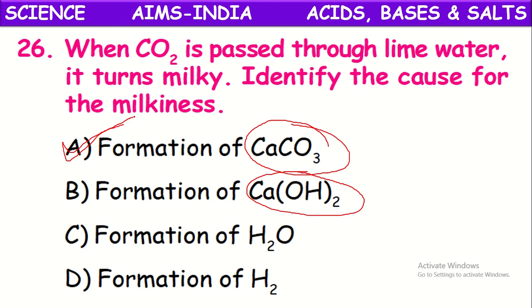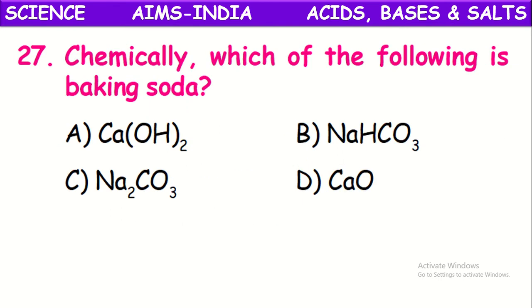Okay, CaCO3. Next, chemically, which of the following is baking soda? We have already seen, I think. Baking soda contains sodium bicarbonate. Earlier we have seen sodium carbonate, washing soda. Here they asked about baking soda. Sodium bicarbonate, NaHCO3, which is also called sodium hydrogen carbonate. It is commonly called baking soda. Chemically, it is sodium bicarbonate or sodium hydrogen carbonate.